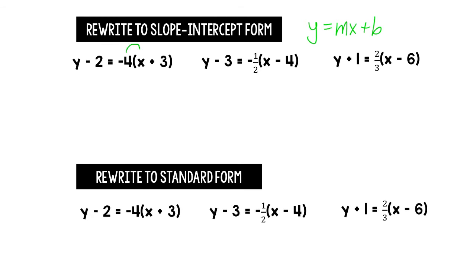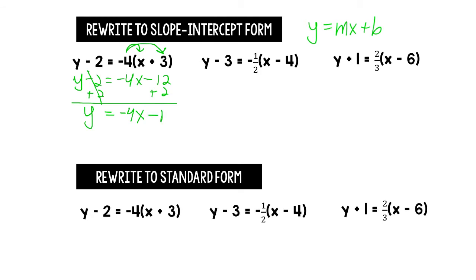First step, distribute. So I've got y minus 2 equals -4x minus 12. Halfway there. Now, to get y all alone, I have to get rid of this -2, so I add 2. Plus 2, plus 2. Here we've got y; negative 2 plus 2 cancels, and that equals negative 4x. Negative 12 plus 2 is negative 10, and that is the answer.